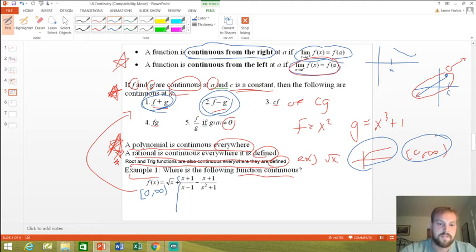In this next piece, x plus 1 over x minus 1, that's a rational. It is continuous everywhere it is defined, and it's defined everywhere but at x equals 1. We have a vertical asymptote at x equals 1. So that means it's defined everywhere but there. In this case, that is negative infinity all the way up to 1, and 1 to infinity. So that's the interval on which it is continuous.